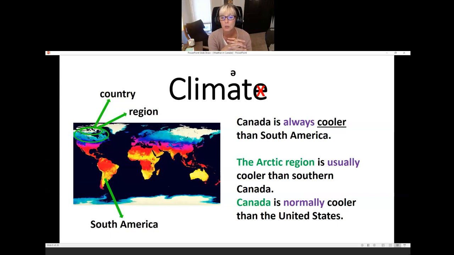Canada is always cooler than South America. The Arctic region is usually cooler than southern Canada. The Arctic region is north and it is usually cooler than southern Canada. Canada is normally cooler than the United States. But sometimes in the summer, Canada is a little warmer than the United States. Not very often. It's normally cooler.